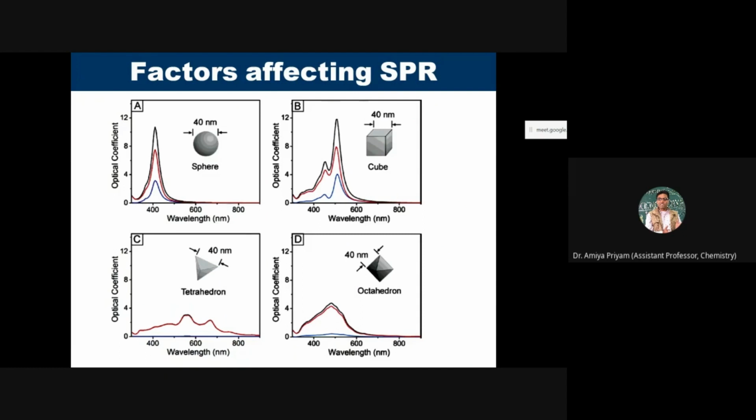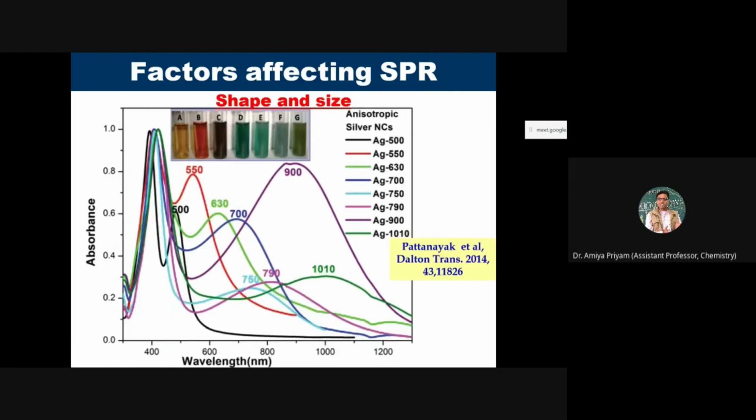So this is an example on this slide: a sphere of 40 nanometers, a cube of 14 nanometers. Right? So this is how the plasmon frequency changes. Tetrahedron. So this is the pattern. A change in shape will definitely have a very big effect on the plasmon frequency. And this is the kind of thing that we have also obtained in our lab.